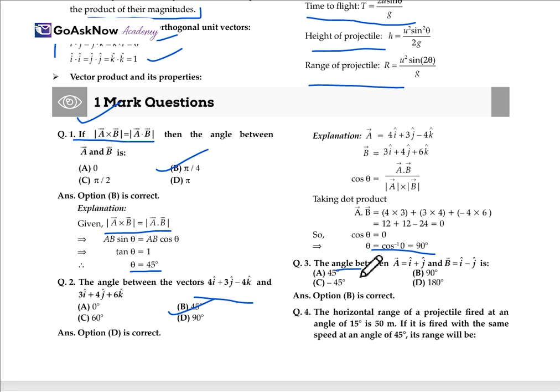Now, we have some similar questions regarding relative velocity and all.